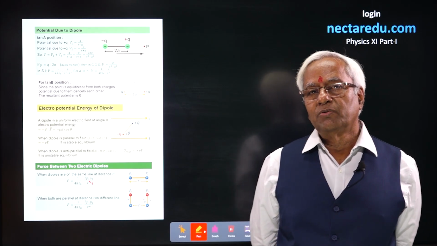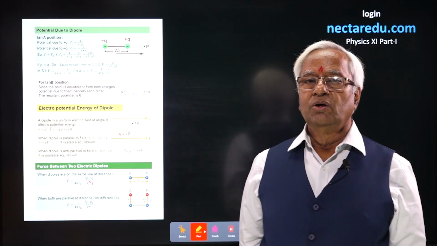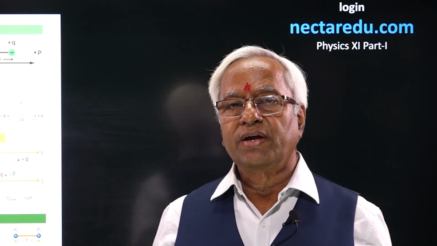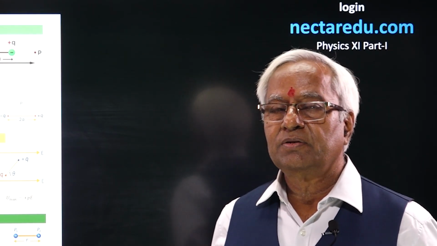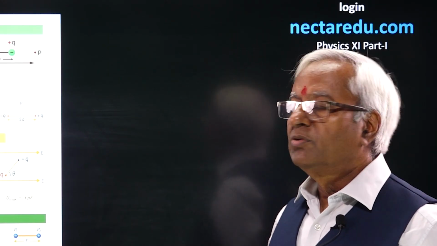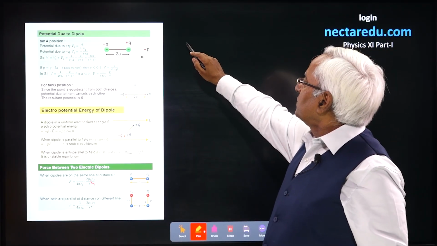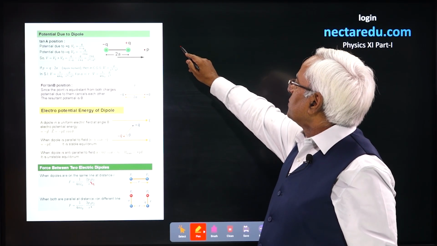We know how to calculate the potential due to a sphere, due to a point charge, or even due to a ring. But now we are going to study the potential due to an electric dipole. A dipole is a system of two equal and opposite charges. For this, we consider two positions.